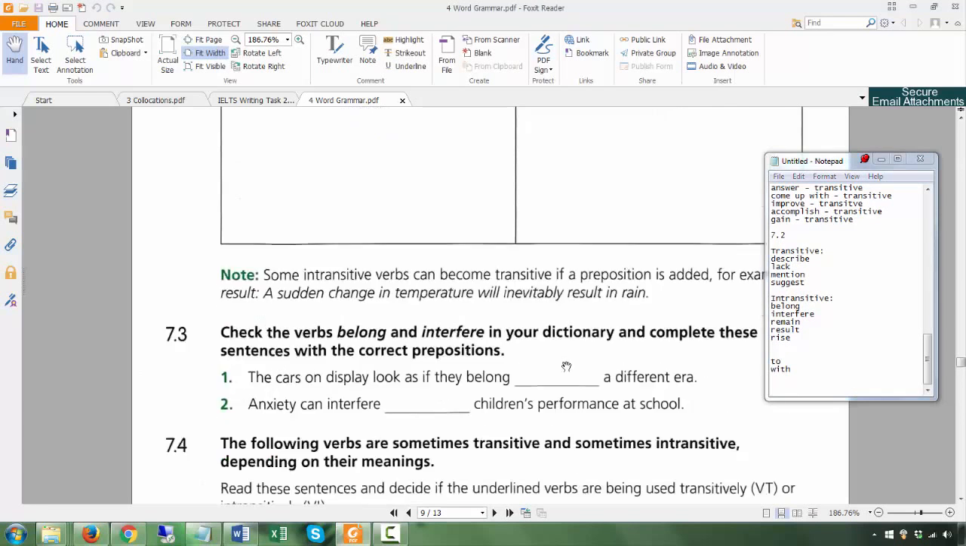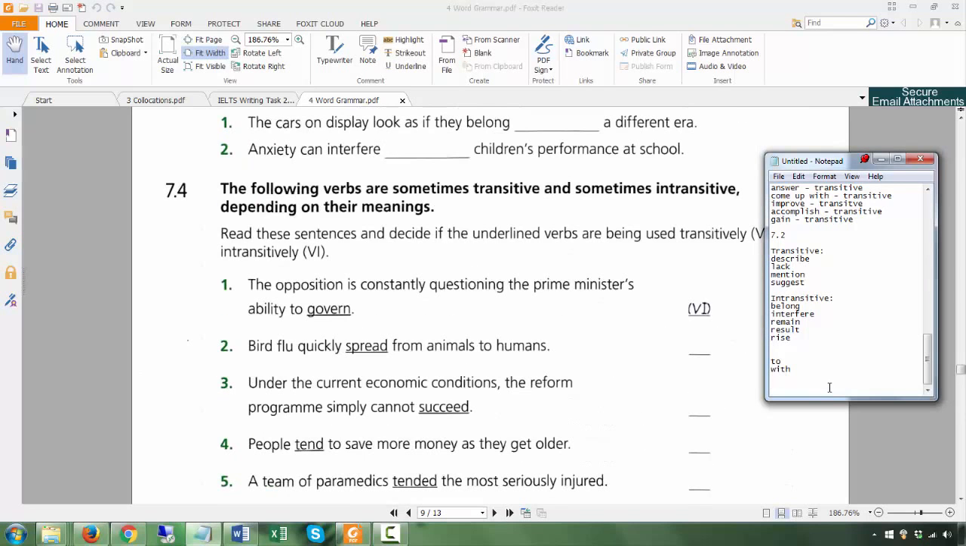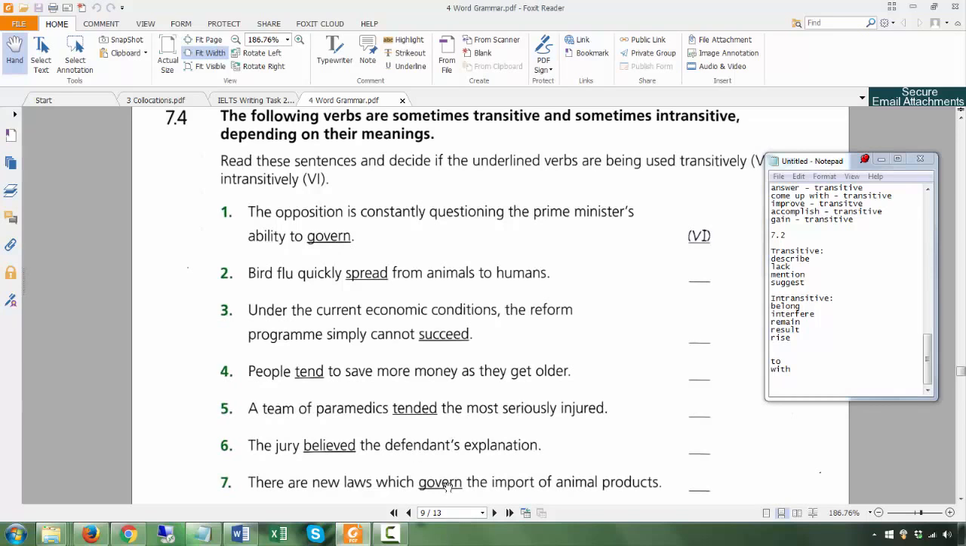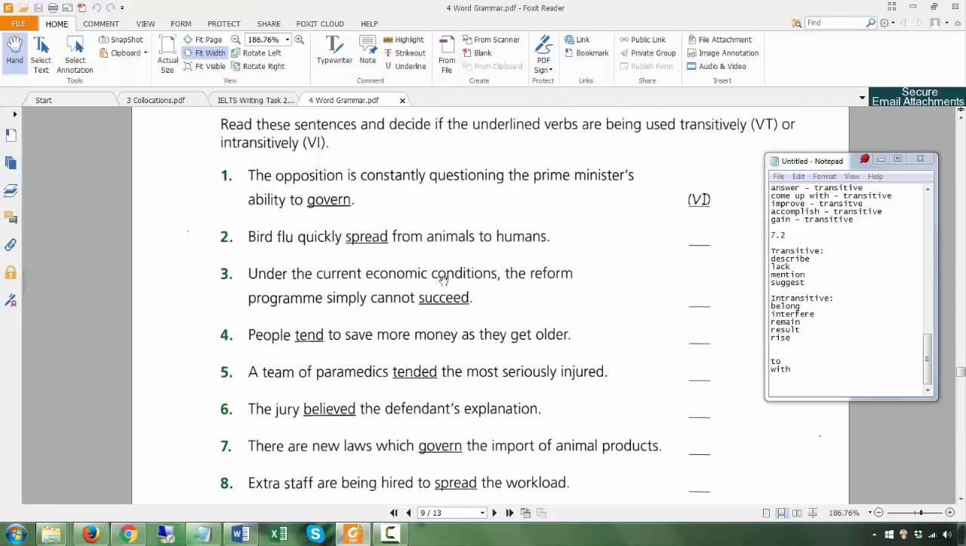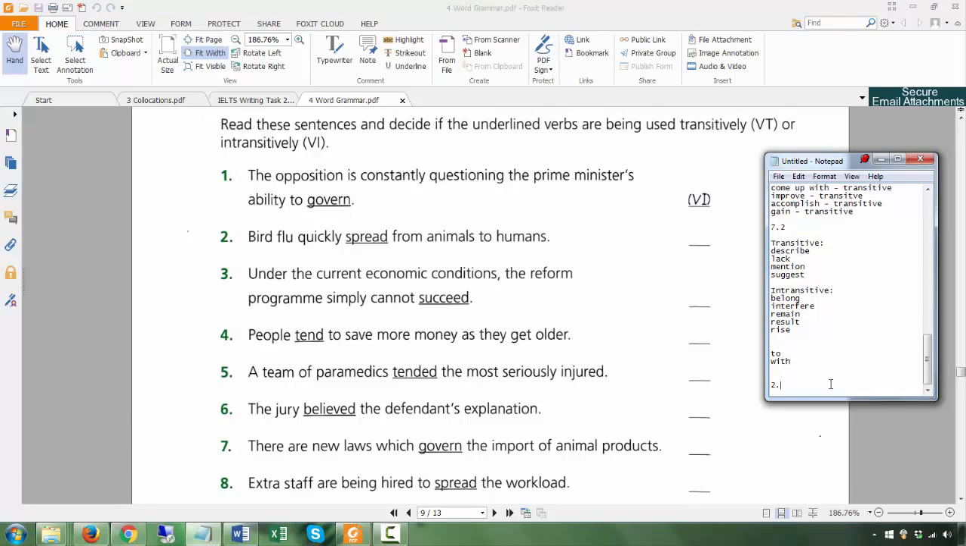Right? Go to 7.4. You see the word govern is here and here, and spread is here and here. The whole point of this exercise is to show you that sometimes a similar verb could be used in a transitive way. This is intransitive because there's nothing behind it. Spread from is a preposition, so this spread is also intransitive. Okay, we put VI for intransitive, because there's a preposition, there's no object directly. You don't spread.